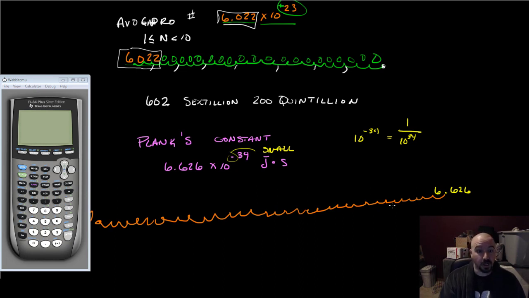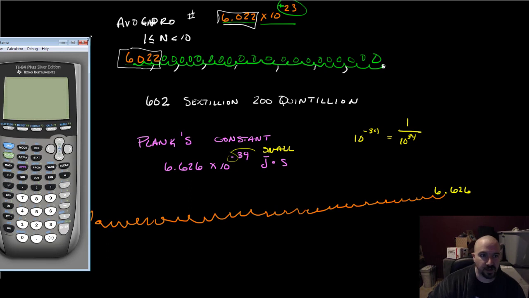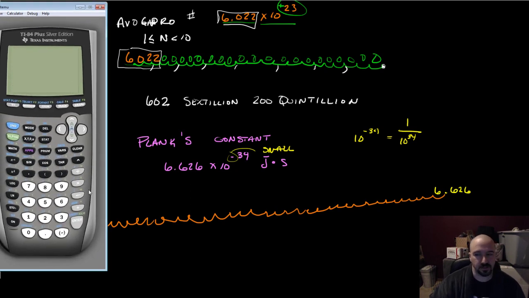But to scientists, this is everything, because now I don't have to put all that into a calculator. Now I can do this. So how do I put this into a calculator that will allow for scientific notation? Great. They all kind of tend to work the same way.